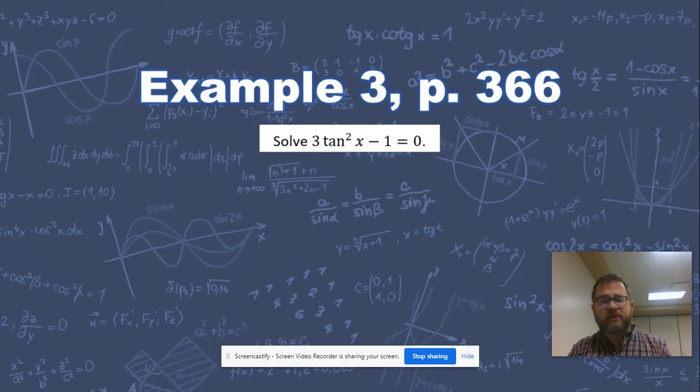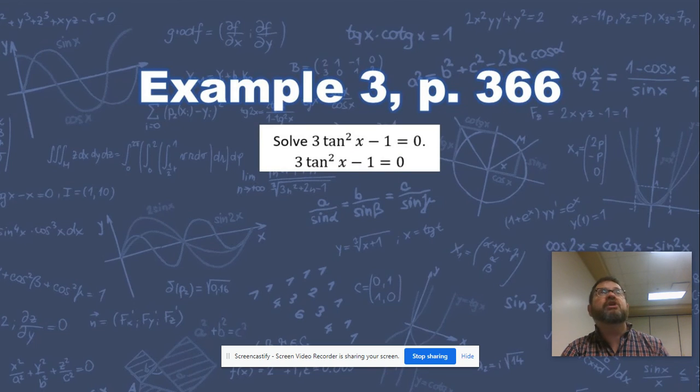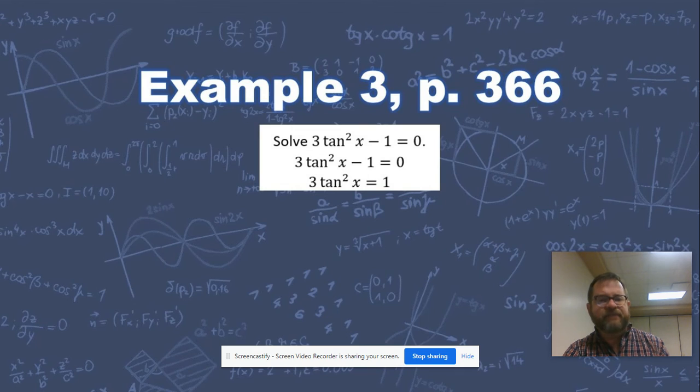This is example 3 from page 366. Oh gosh, it's got a tangent and it's got a square. This looks like this would be terrible. Well, let's just attack it in tiny little pieces here. Let's start with that basic equation that we've got right there. And remember, our strategy is to isolate the trig function on one side. If that wasn't tangent squared of x, but was rather x squared, we would know what to do. We would pull the 1 over to the other side to get it out of the way.